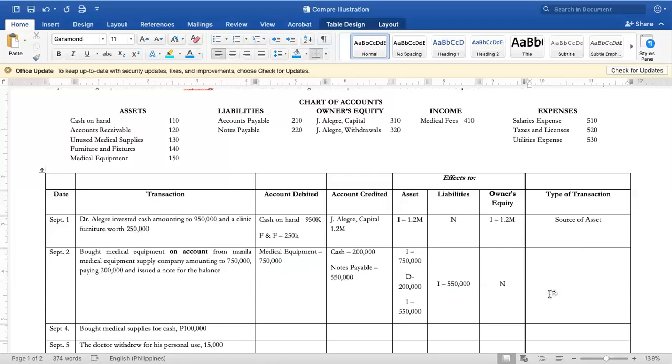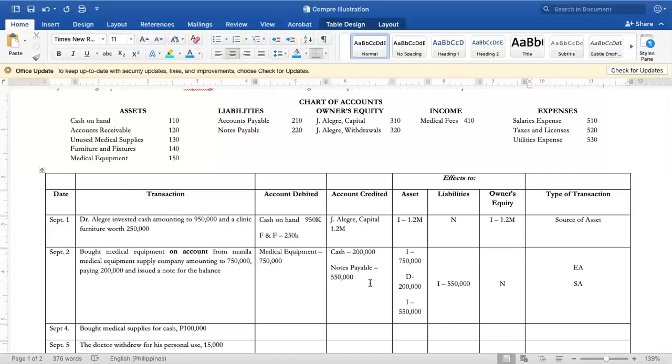Question, what type of transaction? Actually, it could be two types of transaction here. First is exchange of asset, because in an exchange of asset, you debit an asset, the asset increases, and at the same time another asset decreases. So in this case, an asset increased and at the same time an asset decreased. So it can be exchange of asset, and at the same time the asset increased and the liability increased. Okay, it can also be source of asset.